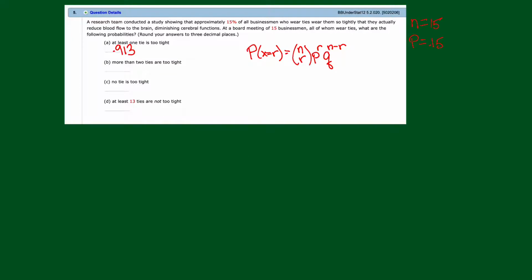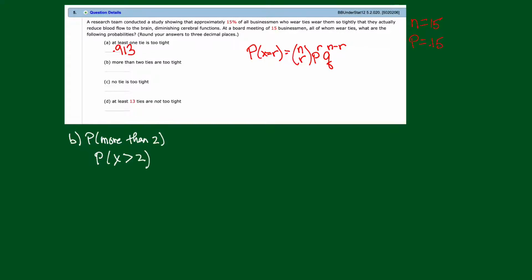Now let's go to part B. In part B, what we want is the probability that there are more than 2. As soon as it says more than, it's this: the probability that x is more than 2. Be careful. It's not this, which means more than or equal to 2, at least 2. We want more than 2, so we have to be careful that we get the right sign here.